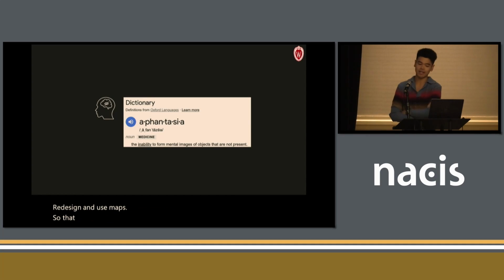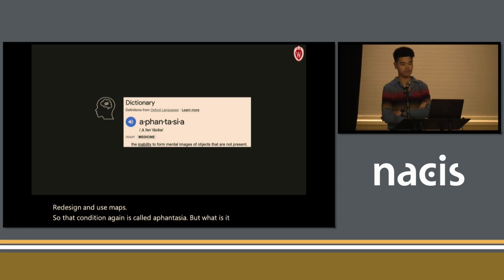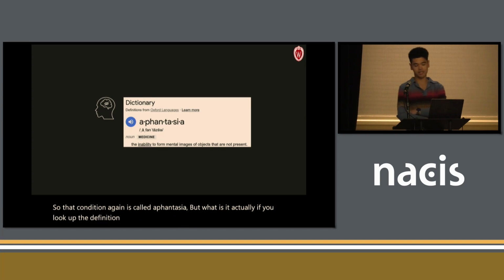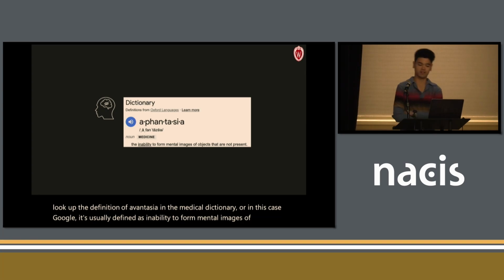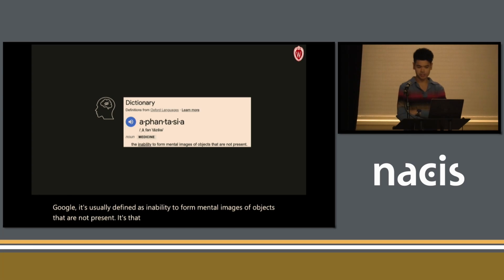So that condition, again, is called aphantasia, but what is it actually? If you look up the definition of aphantasia in the medical dictionary, or in this case, Google, it's usually defined as the inability to form mental images of objects that are not present. It's that ability to visually imagine something, right? Again, it's just that apple.